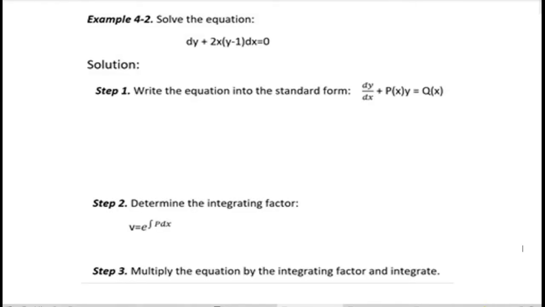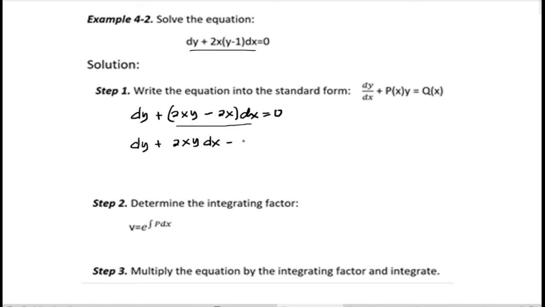Example 2. Solve the equation dy plus 2x times (y minus 1) dx equals 0. Step 1. Write the equation into the standard form. I'm going to simplify this one. We have dy plus (2xy minus 2x) dx is equal to 0. Then I'm going to expand this term. Dy plus 2xy dx minus 2x dx is equal to 0.